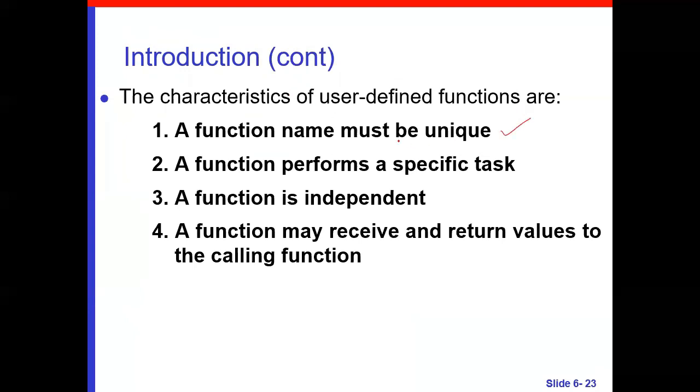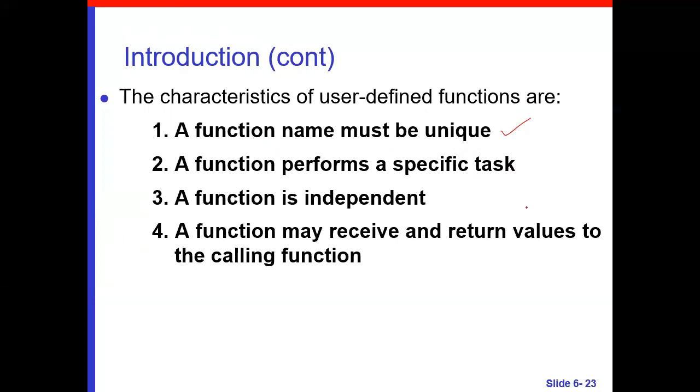Remember, the function name must be unique. It means that the function name must represent what the function does, what task it does. If the function wants to find the maximum number, you need to name it find maximum number. Very easy. A function performs a specific task.